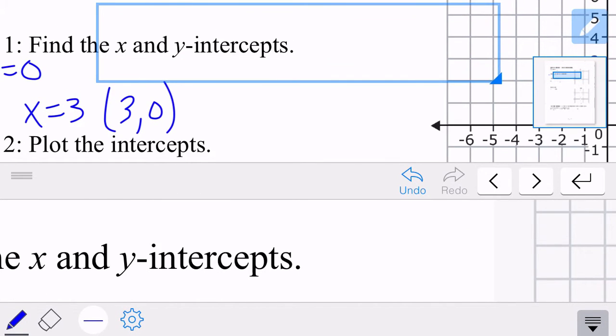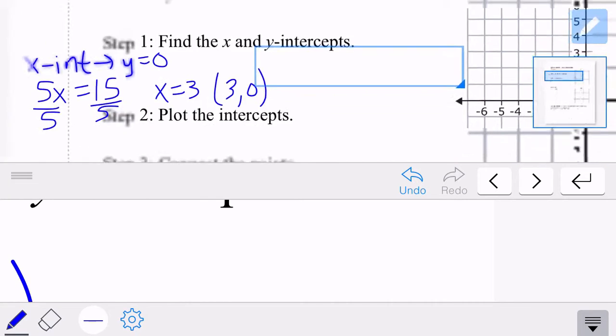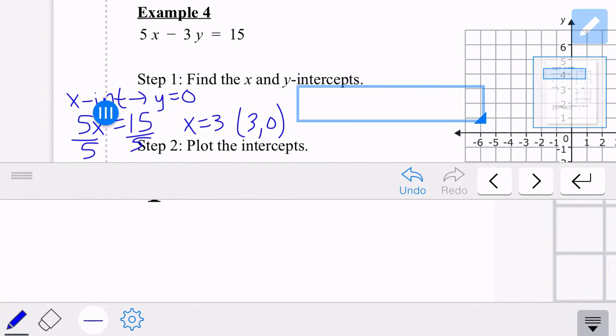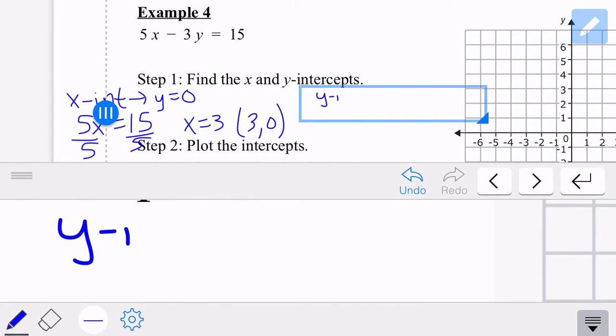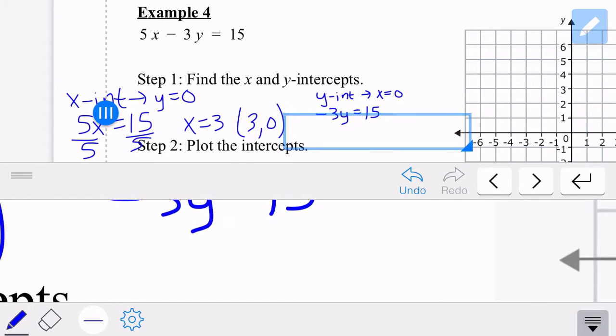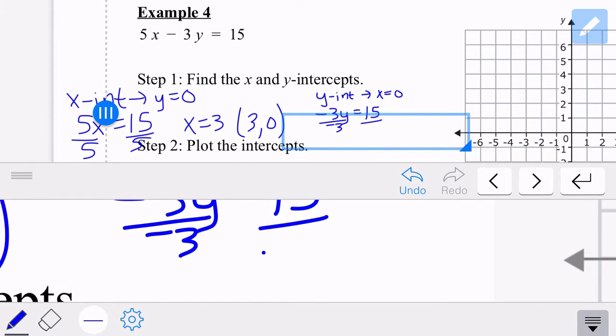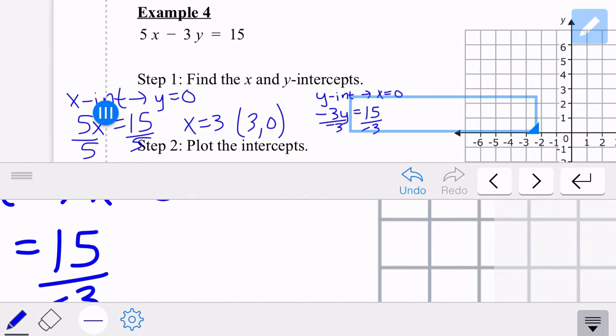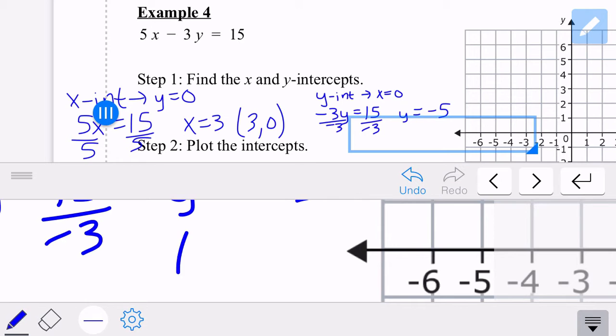Zoom in a little bit here. So our y-intercept, we know that x is equal to 0. So what we're going to have is negative 3y. Don't forget your negative, equals 15. The x part is gone. Divide by negative 3 on both sides. That's going to give us y is equal to negative 5, which gives us the point (0, negative 5).